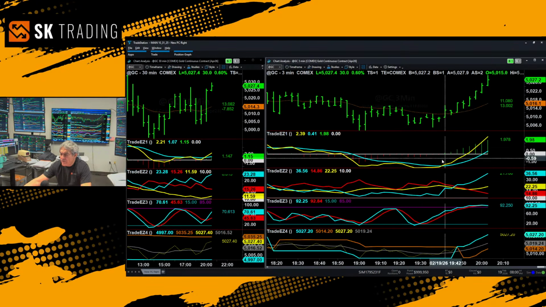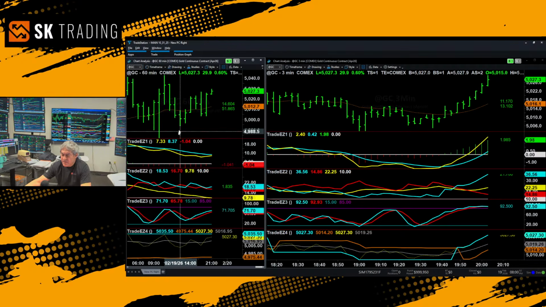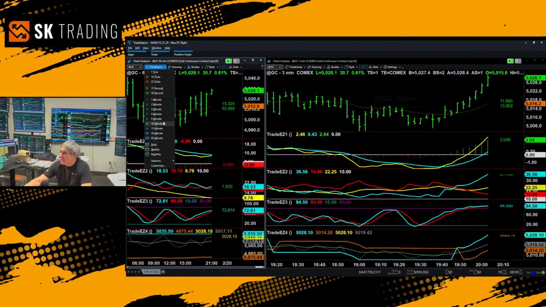You see the 3-minute time frame here, and then the 30s are negative. The 15s just reversed the buy. The 60s are bullish. So now we got a buy disconnect, 2 out of 3 time frames. I'm going to look for pullbacks here to get long.